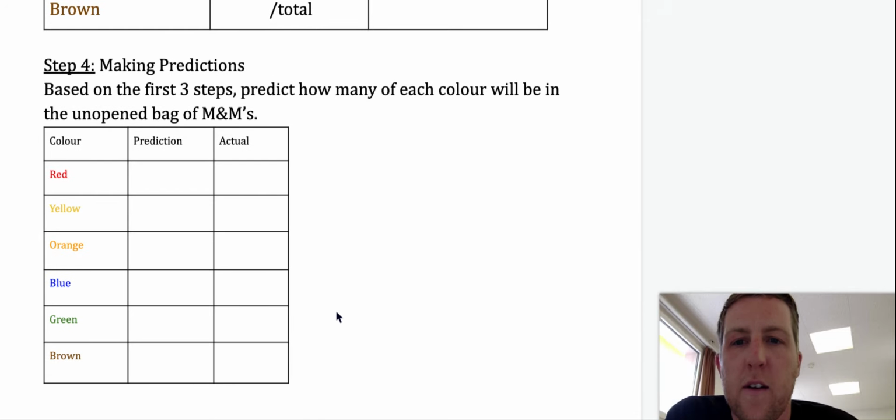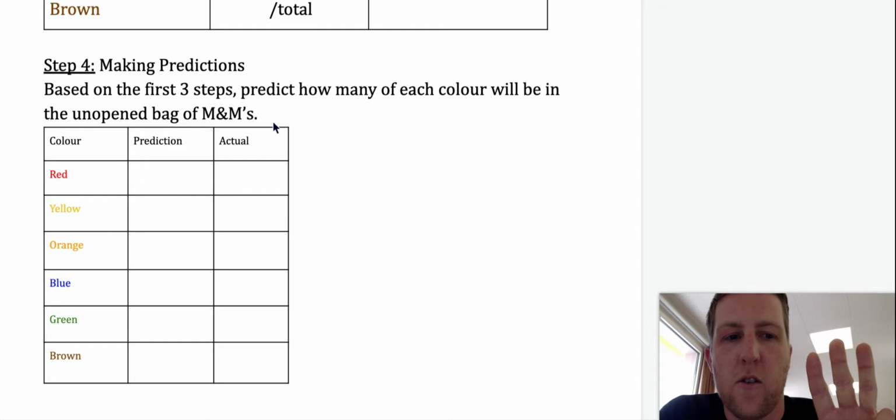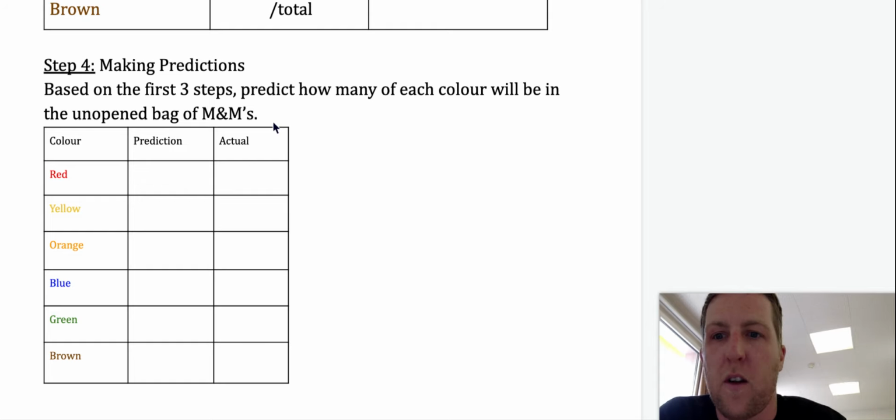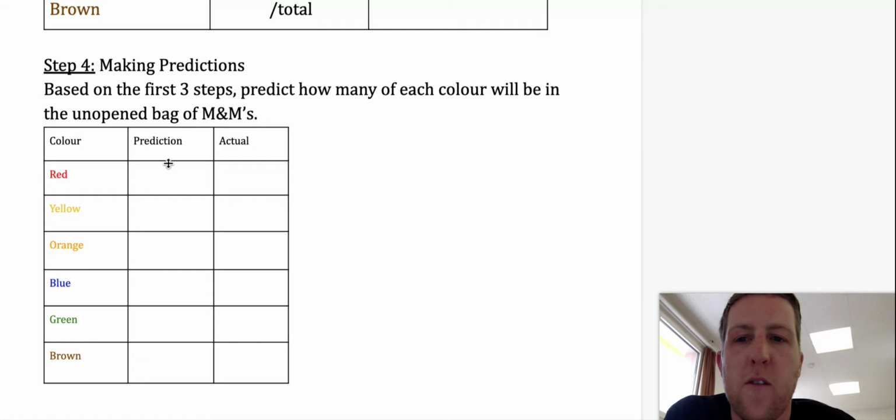Then you are going to predict how many of each color you think is in that third bag. So the third bag should be sitting there closed beside you. And based on your information that you just did, how many do you think are going to be red, yellow, orange, blue, green, and brown? And then open the bag and count how many there actually is. And I want to see the difference between your prediction and the actual number right here and here. Okay?